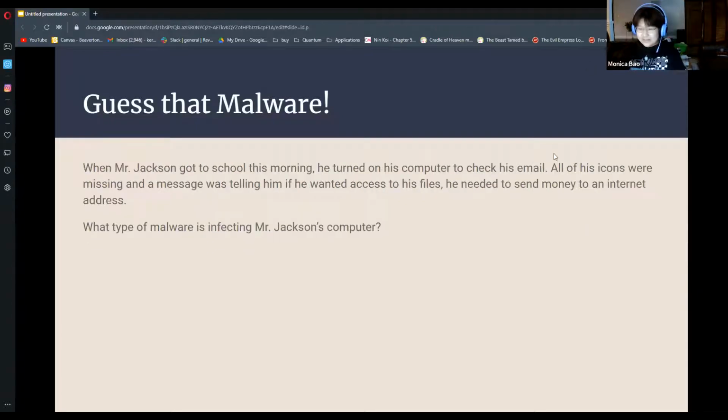Okay, number 3. When Mr. Jackson got to school this morning, he turned on his computer to check his email. All of his icons were missing, and a message was telling him that if he wanted access to his files, he needed to send money to an internet address. What type of malware is infecting Mr. Jackson's computer?